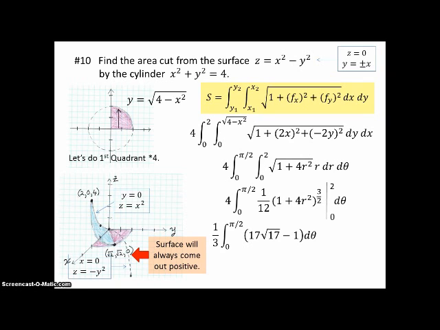And now when we integrate with respect to theta, it's just that constant times theta evaluated from 0 to pi over 2. And so our final answer is pi over 6 times the quantity 17 root 17 minus 1.